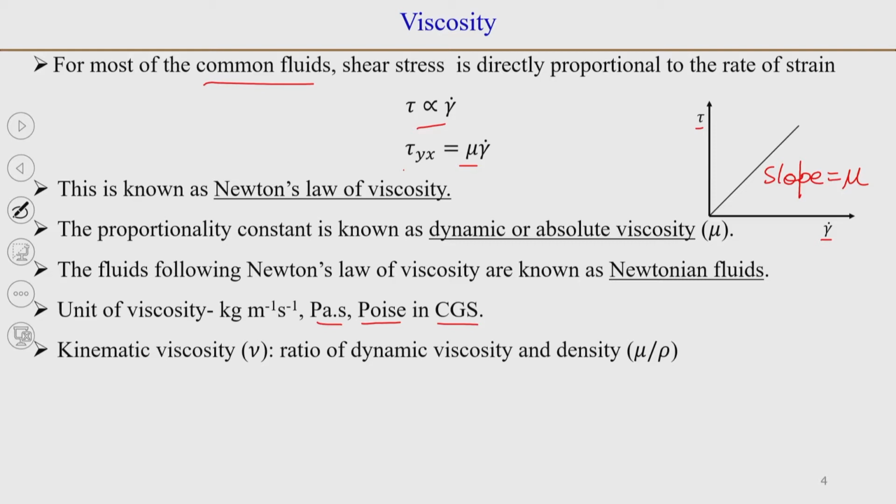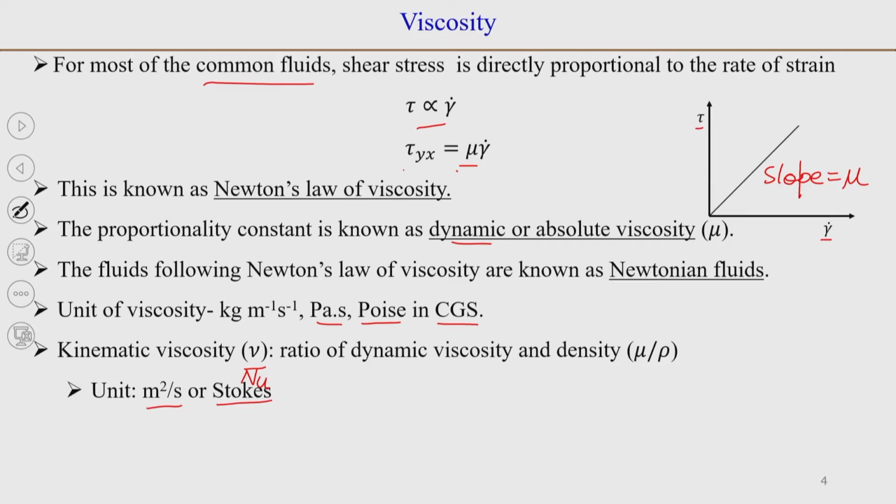Now, mu we call dynamic viscosity, whereas there is another term, pronounced nu, and this nu is called kinematic viscosity, which is the ratio of dynamic viscosity and density. So, it is basically the ratio of absolute viscosity or dynamic viscosity and density of the fluid. And so, if you put the units, you find the dimensions come out to be L squared T^-1. So, the unit is meter square per second, or it is also called Stokes.